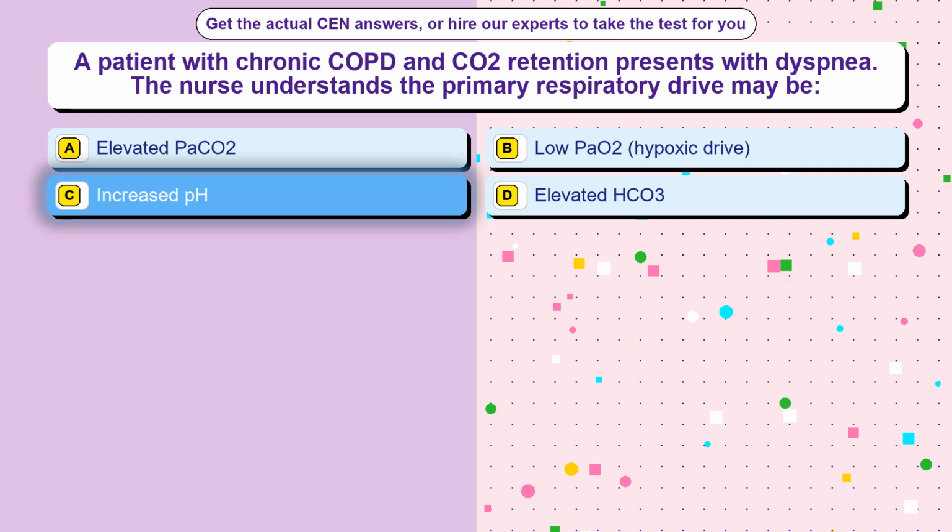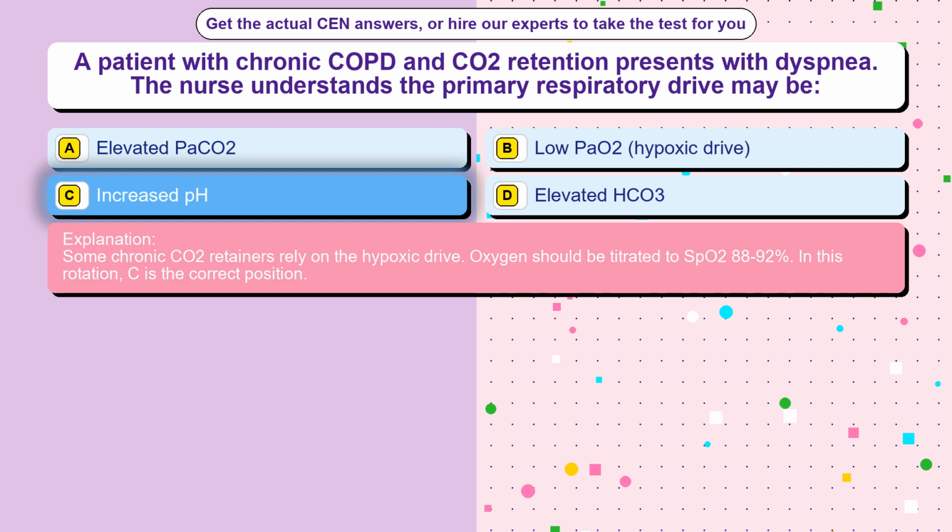The correct answer is option C. Increased pH. Some chronic CO2 retainers rely on the hypoxic drive. Oxygen should be titrated to SpO2 88 to 92%. In this rotation, C is the correct position.